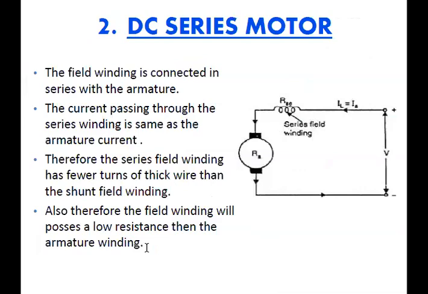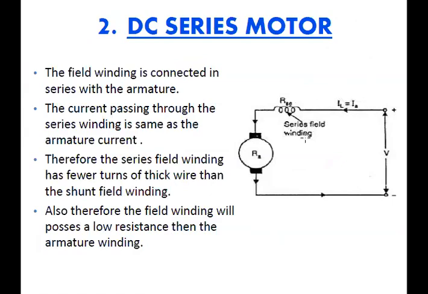The second one is the DC series motor. The DC series motor is nothing but we connect the field winding in series with the armature winding like shown here, and we connect the supply voltage across this. So here the armature current is equal to the load current.